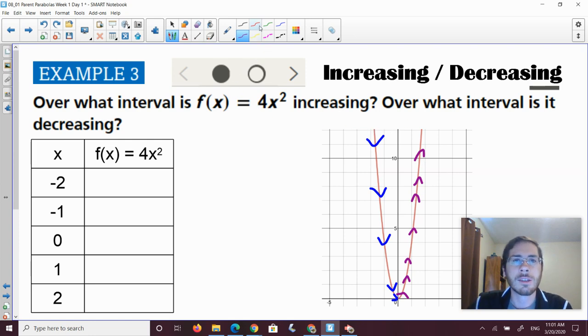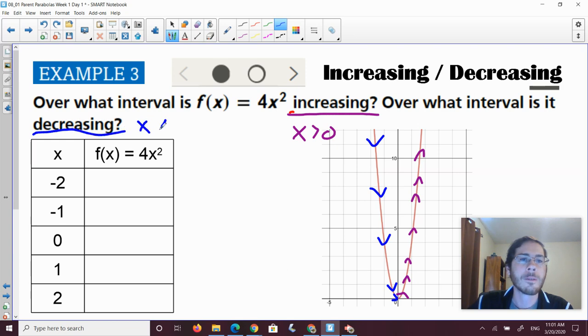So we could say that it's increasing. Let's use the purple since I used purple for increasing. It's increasing when x is greater than 0. We would say it's decreasing when x is less than 0. Because here it's going down, and then here it switches to go back up.